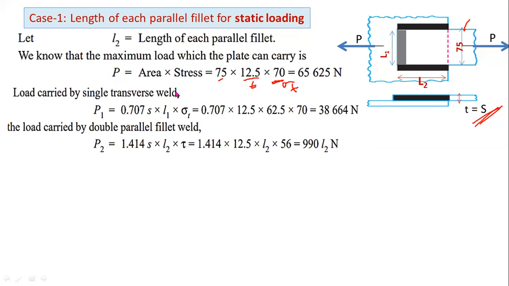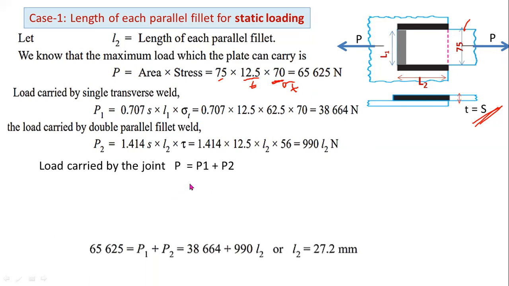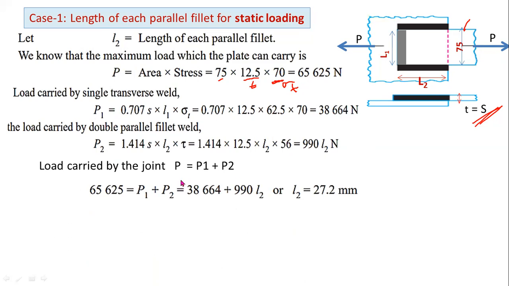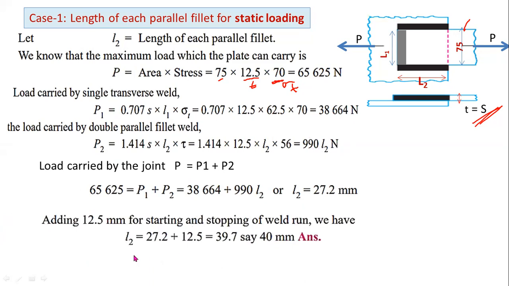So here the total load is 65,625 newtons, the maximum load acting on the joint. This value is equal to P1 plus P2. P1 is the tensile load for the transverse weld, and P2 is the shear load for the parallel fillet weld. So you have to add these two values: P equals P1 plus P2. Here P equals 65,625, P1 equals 38,664 and P2 equals 990 L2. From this equation, you can get the value of L2, the length of the parallel fillet weld. So L2 equals 40 mm, but you have to add 12.5 mm for starting and stopping of welding.